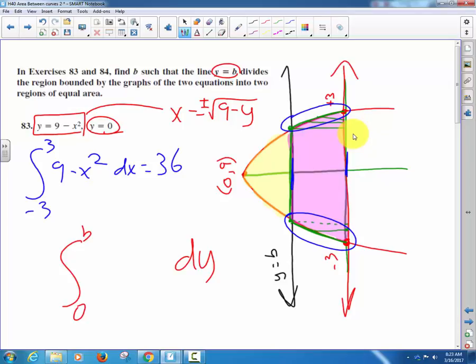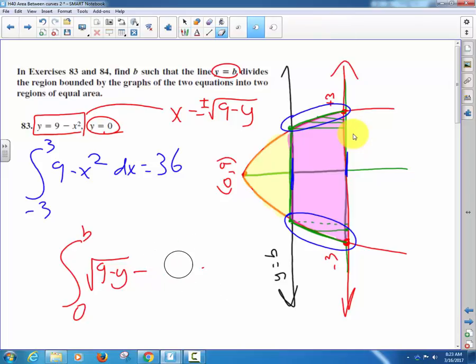Well, these are our 2 functions here. Which one's the top? That's 2 functions. I need one. Which one's the top? The positive one. Okay, yeah. So it's the top minus, so then the bottom one is negative square root of 9 minus y. Top minus bottom.